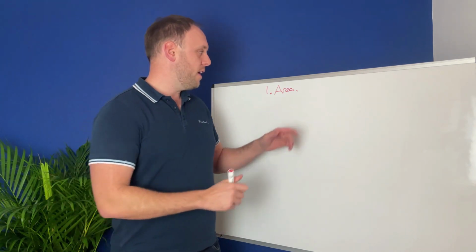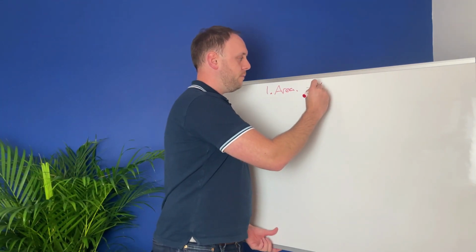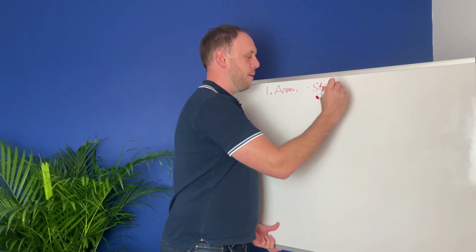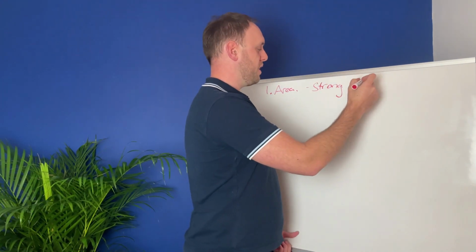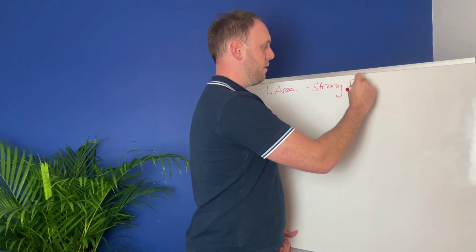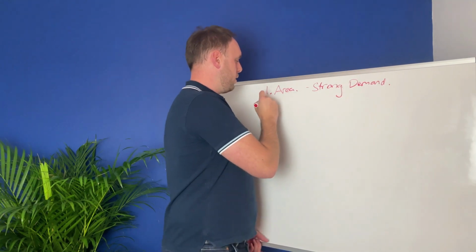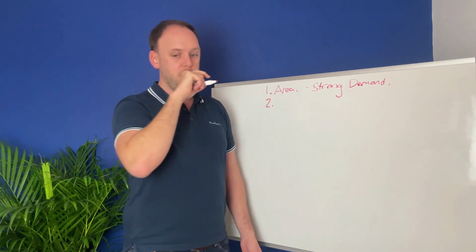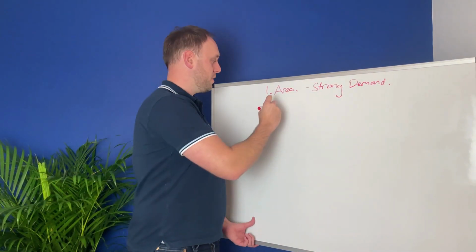So we want an area of strong demand, with that type of demand matching whichever application strategy we're going to use. Once we've found an area of strong demand, we need to get to know the numbers of these areas.